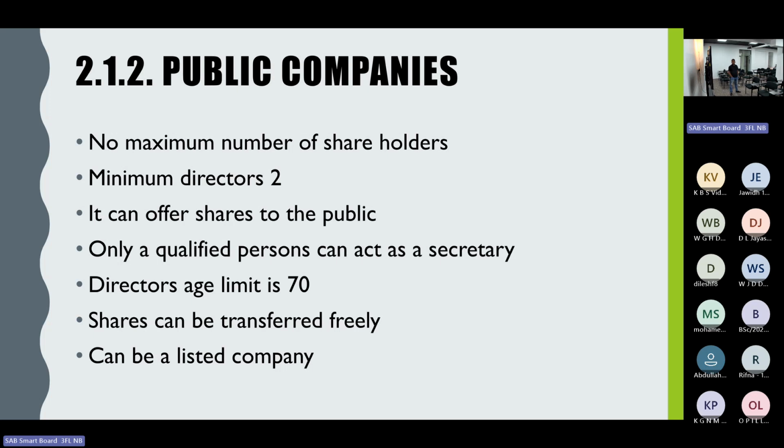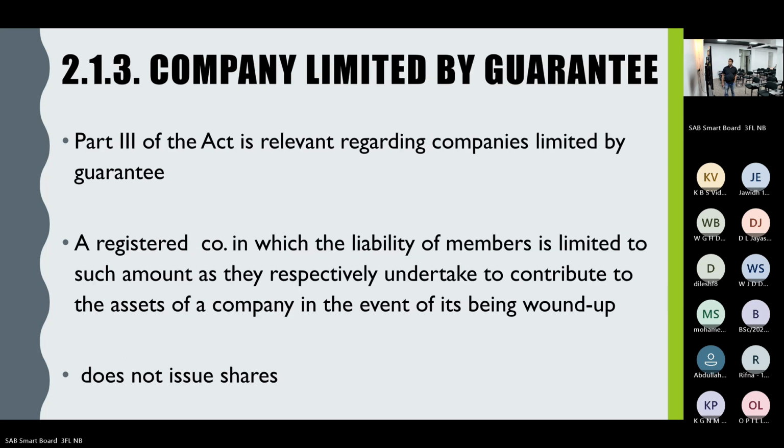There must be a qualified secretary and a qualified auditor. In a private company, maybe anyone can act, but in a public company there must be qualified auditors and qualified secretaries. Directors have to retire at the age of 70. Shares can be freely transferred without any restrictions, and they also can be a listed company.